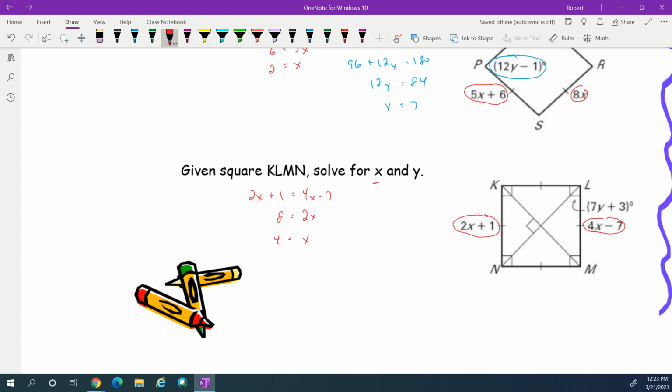For solving for y, let's find our angle. Y is our angle right here. We know that every corner is 90 degrees. And we know that in a square, because it inherits the property from a rhombus, the diagonal bisects that angle, the opposite angles. So 7y plus 3 is really equal to a 45-degree angle. So that makes 7y equals 42 and y equals 6. Okay, so we have our rhombus and square to wrap up our parallelograms.